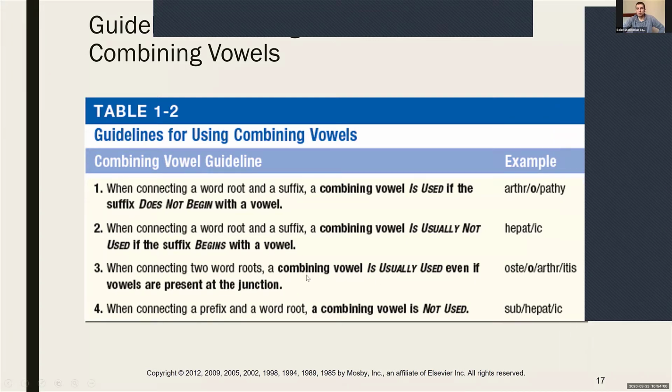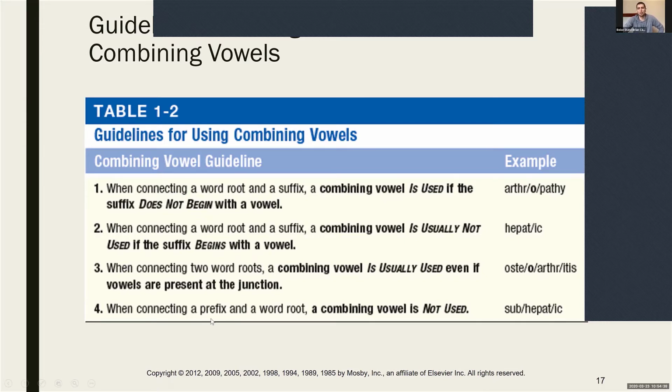And then the next one, number 3, we're connecting 2 word roots. So the first 2 that we looked at were a word root and a suffix. This third one is 2 word roots themselves. And when we're doing that, such as oste, bone, and arthr, joints, so here we have bone and joint inflammation, we join those 2 word roots using a combining vowel. So it would be osteoarthritis. And that's typically always done whenever you're joining 2 word roots with a combining vowel.